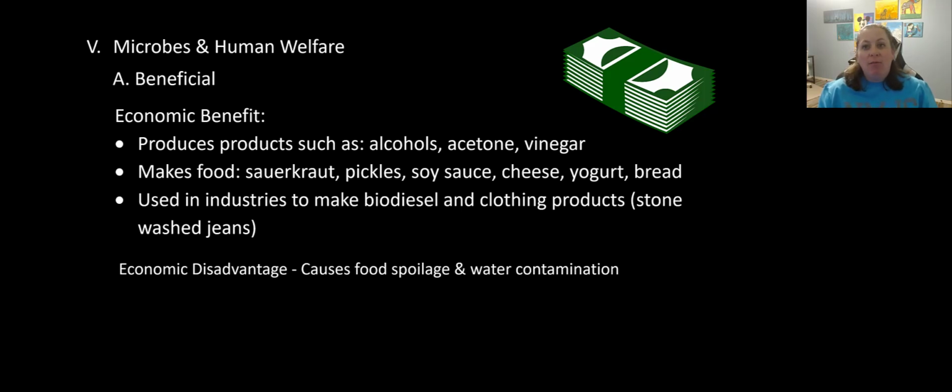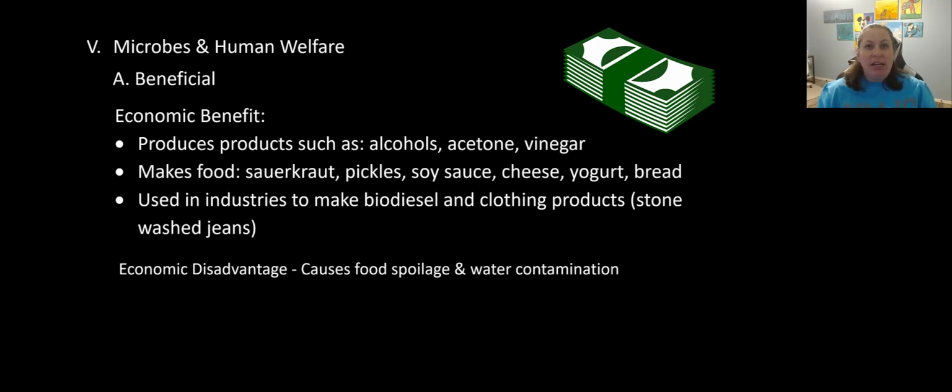And then how are they helpful economically? How do they help us money-wise? Well, they can produce products such as alcohol, acetone, and vinegar. We also see that some microbes can help us make food like sauerkraut, pickles, soy sauce, cheese, yogurt, and bread. Microorganisms help us make those.